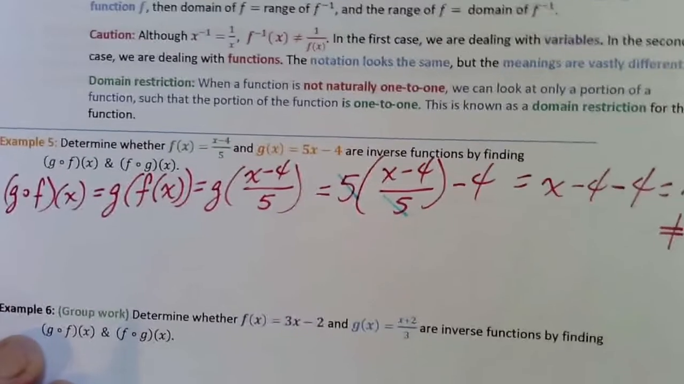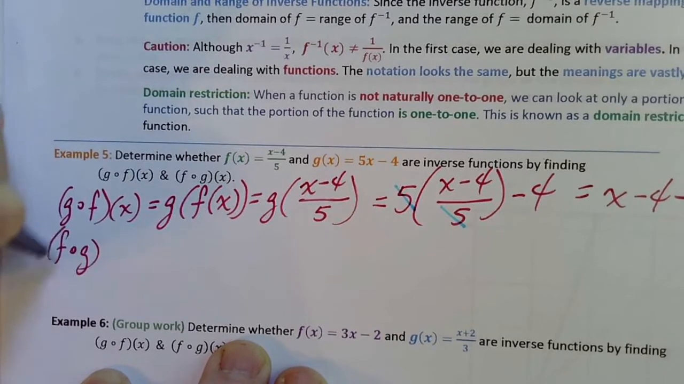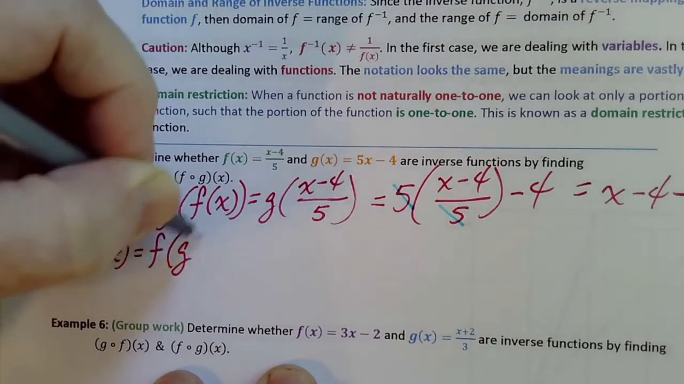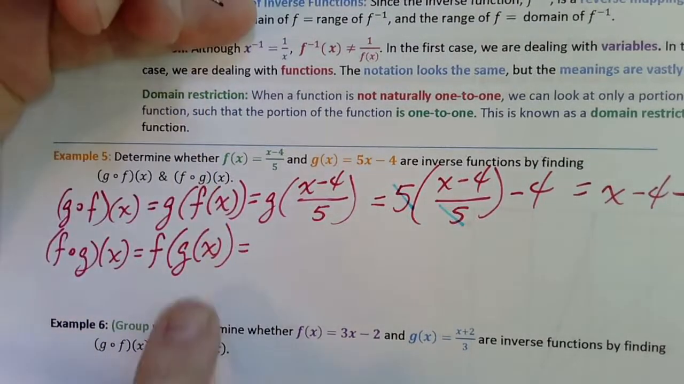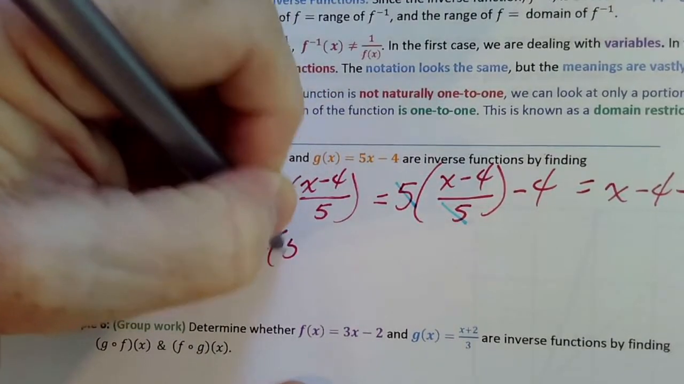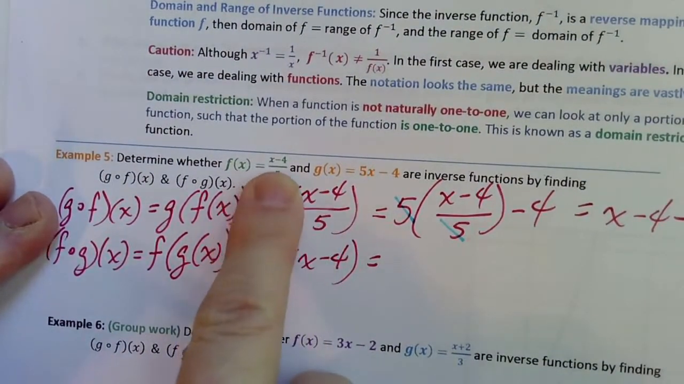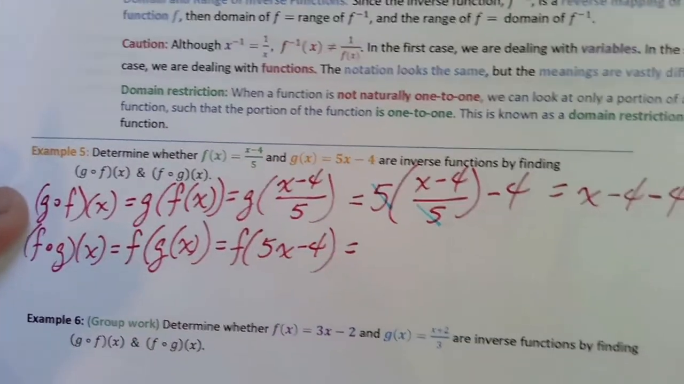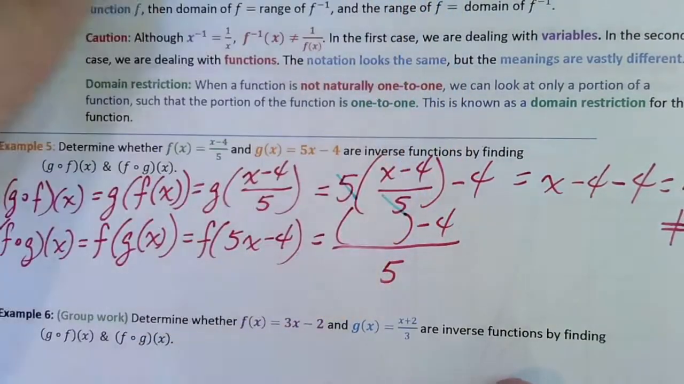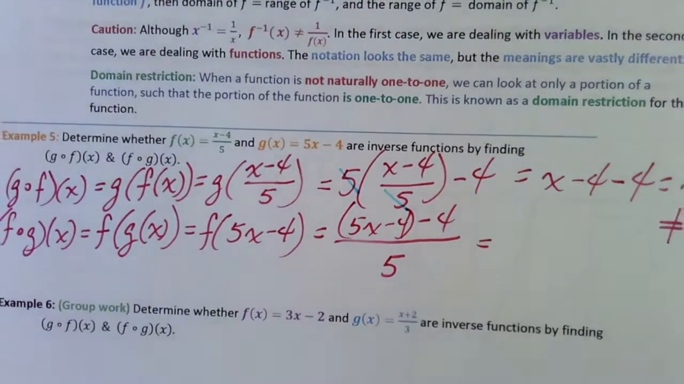Let's see what happens if we look at the other direction. We have f of g of x. Plug g of x in: 5x minus 4. And write down the formula for f: x minus 4 over 5. So (5x minus 4) minus 4 over 5. Now let's see if they undo each other.